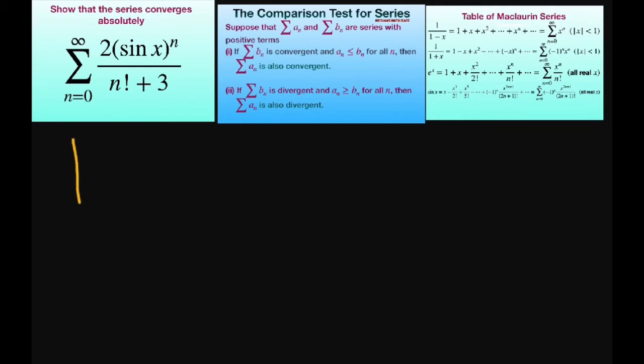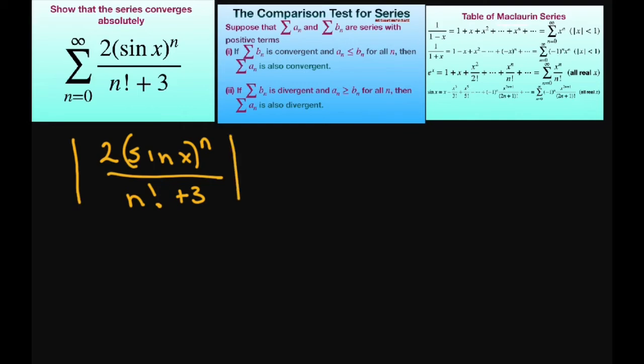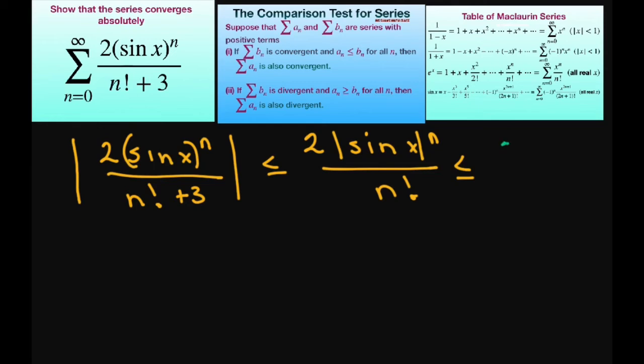So we're going to do the absolute value of 2 times sine of x to the power of n divided by n factorial plus 3. Now I can make this less than or equal to, and pull out the 2 and take the absolute value of your x portion, sine of x to the power of n divided by n factorial. All right, and we know that the absolute value of sine is less than or equal to 1. And so we have 2 here. So we can write this as 2 divided by n factorial.